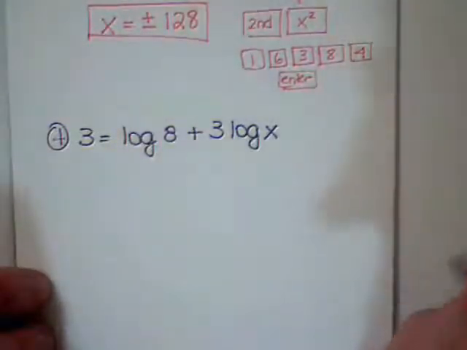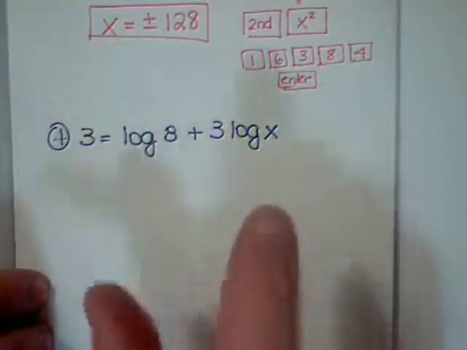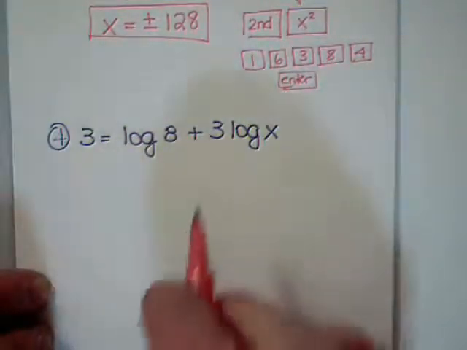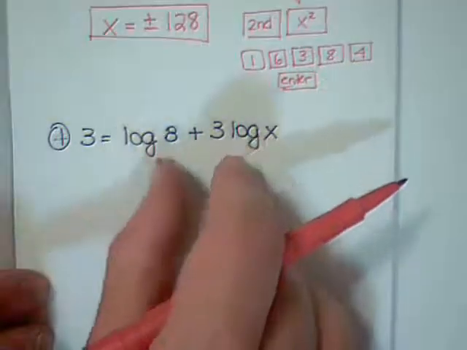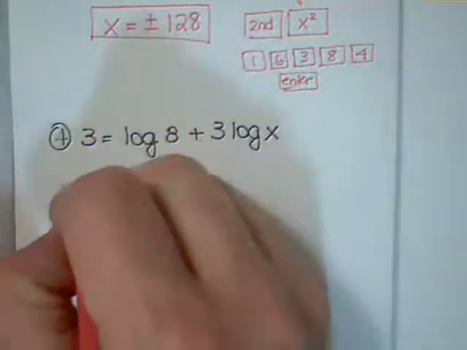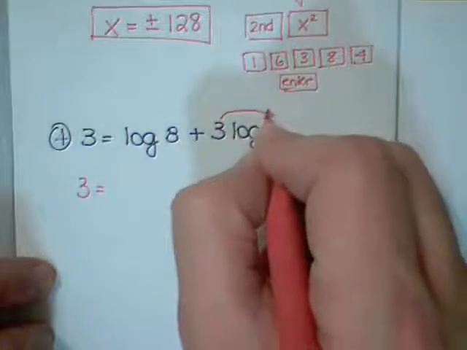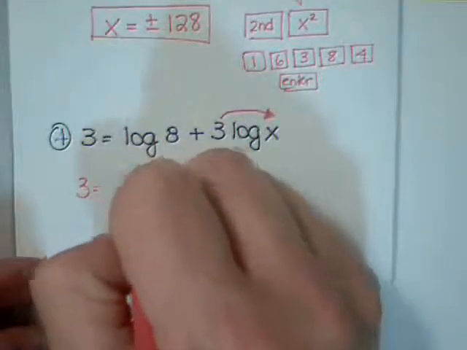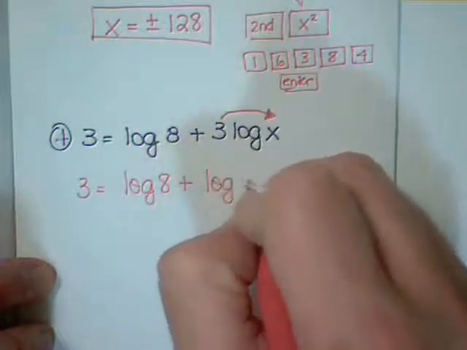Okay, on this problem we see that we have 2 logs, and our goal is to have only 1 log. So basically I have to use my properties to write it as 1 log only. Well, first thing I'm going to do is, I see this 3 here, I'm going to send it back into the log. So this will be the log of 8 plus the log of x cubed.